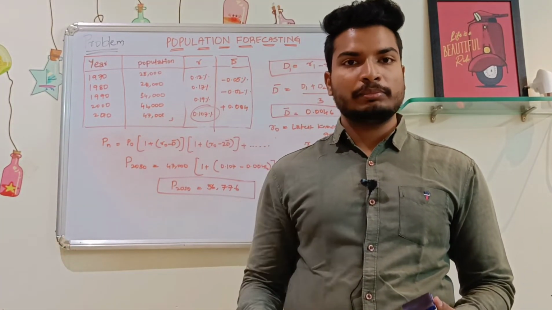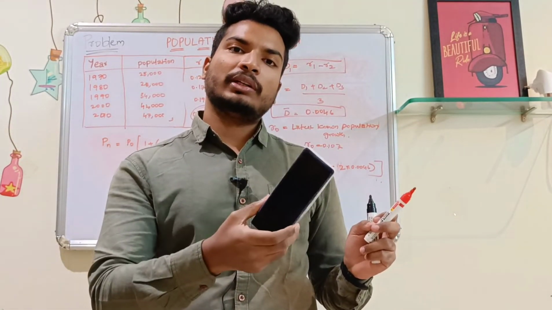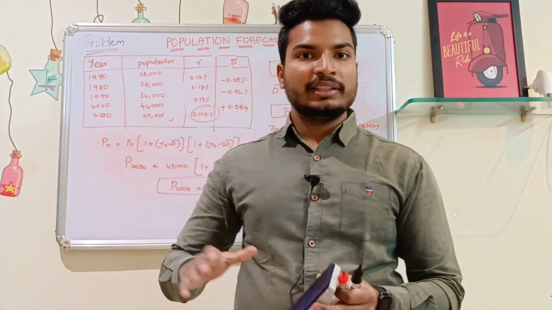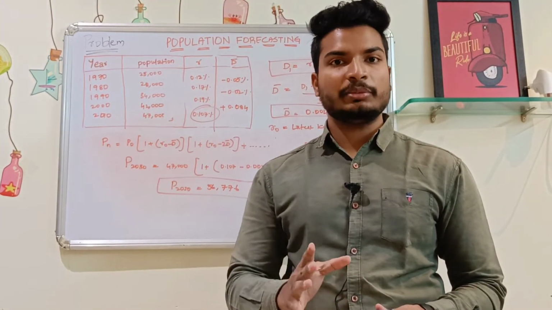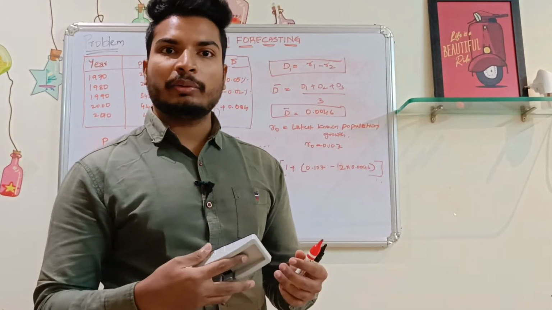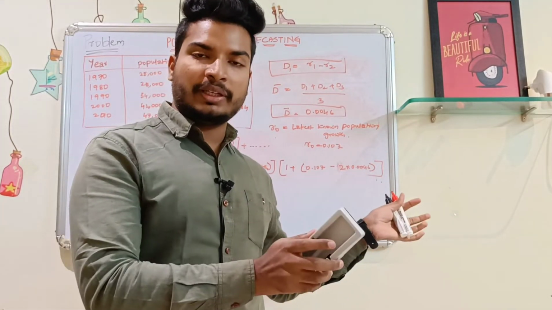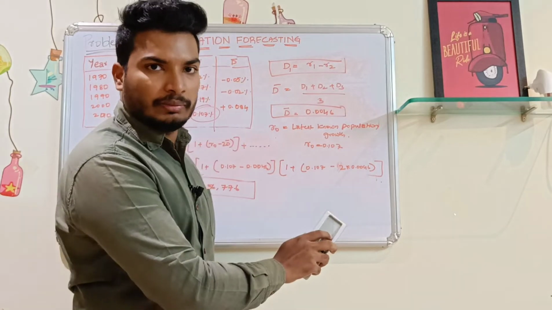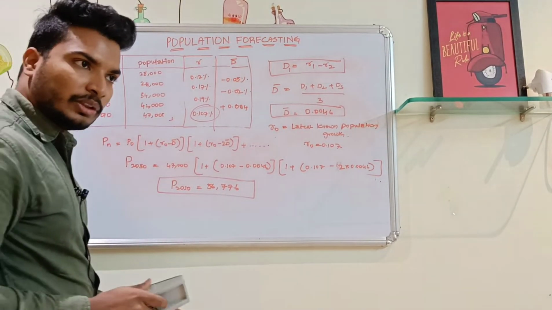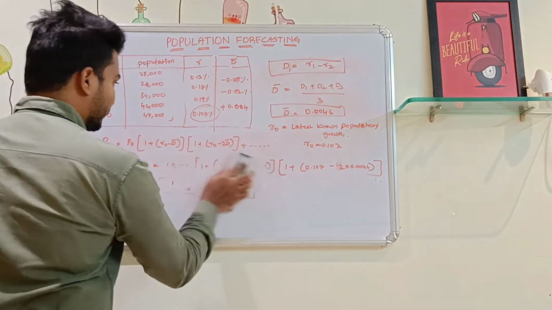So these are the different types. I have taken a single example, and based on it I have solved different types of population forecasting, and you can see there is a difference in the value we obtain in each method. Based on the type of city and the circumstances there, we'll select the appropriate method. So these are the major 4 methods and examples of each method.